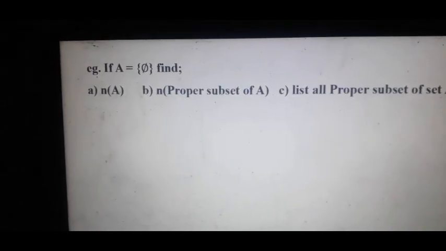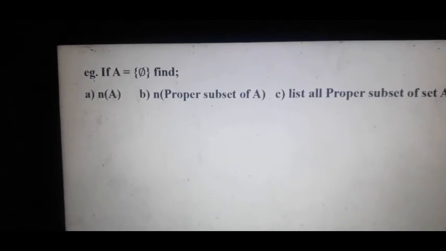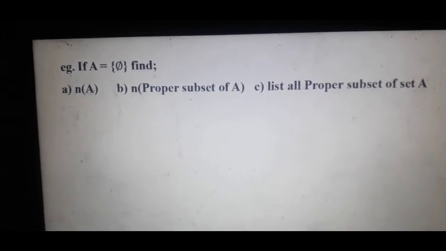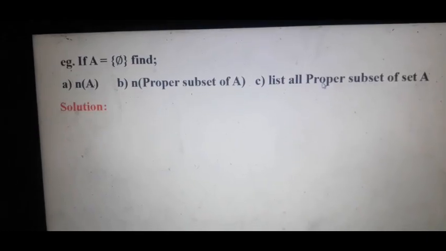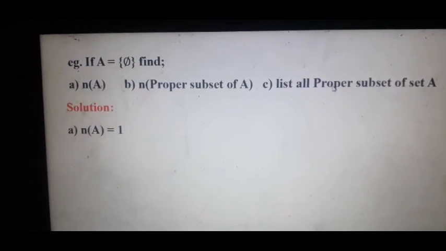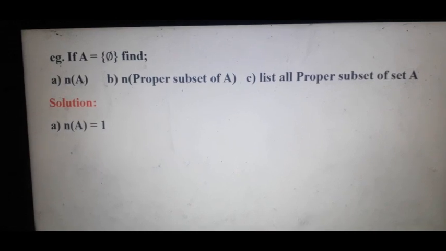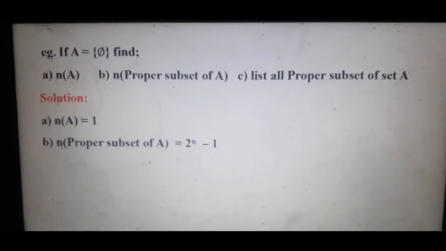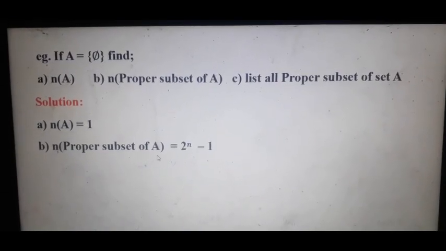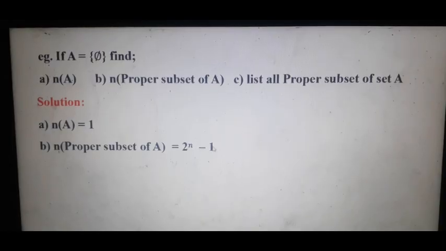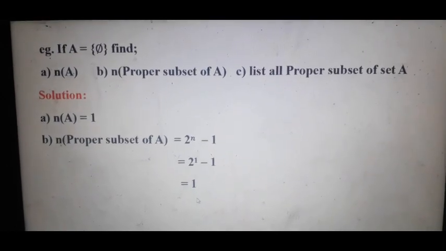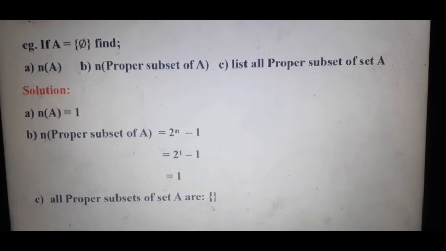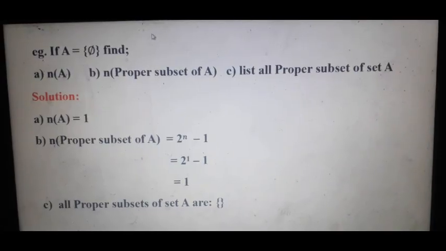Okay, for example, if A is the empty set, find the number of elements of A, the number of proper subsets of A, and list all proper subsets of A. The number of elements of A is 0, as we saw earlier. The number of proper subsets of A is 2 raised to n minus 1, which is 1. All proper subsets of set A are the empty set.